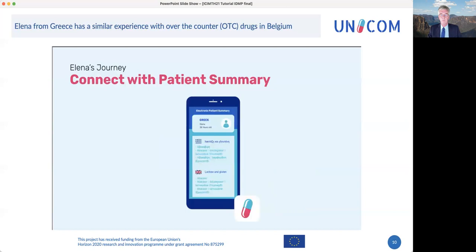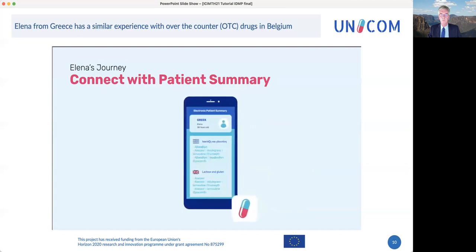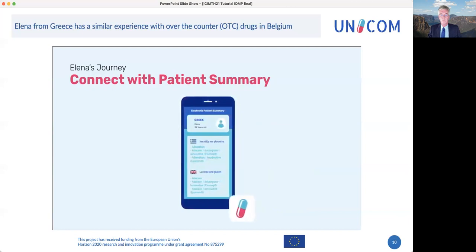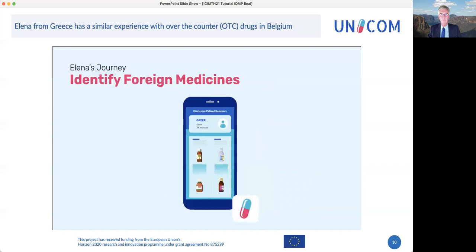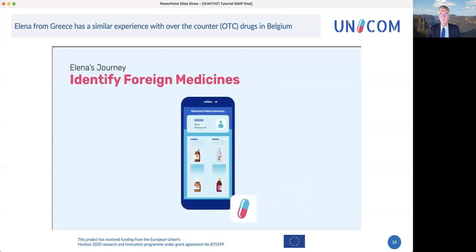Since Elena has integrated her Greek patient summary in the app, she can also make more personalized queries. She wants to check if these medicines contain lactose, gluten, or if there are any known drug-drug interactions with her prescription medication and other supplements that she takes daily. Only then will she feel confident to make the best choice without the help of a pharmacist or a doctor. The app identifies the Belgian medicinal products and automatically analyzes them with her allergies and medication list.